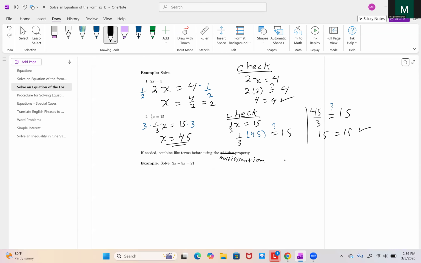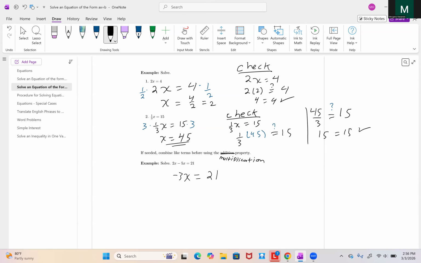So here we have 2x minus 5x is equal to 21. 2x and 5x are like terms because they have the same variable with the same exponent. So we combine. 2 minus 5 is minus 3, and then just x follows. This is equal to 21.